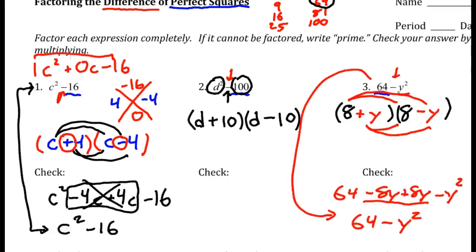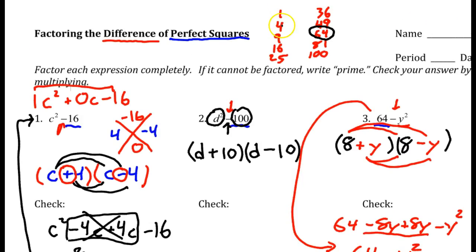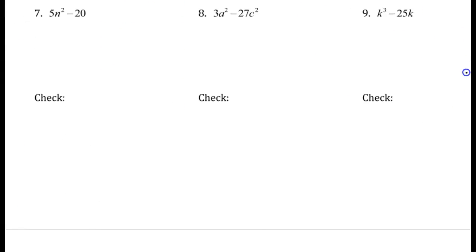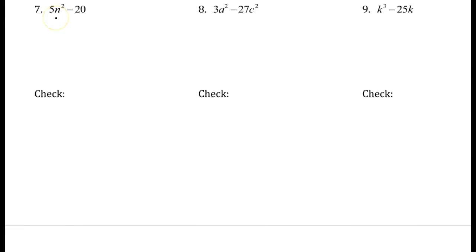No, right? So remember, perfect squares are 1 squared, 2 squared is 4, 3 squared is 9. We need to have them be perfect squares. That's why it's called a difference of perfect squares, right? If we don't have these numbers, the pattern will not work, because we can't write what number times itself equals 5. Well, it's not a perfect square, so that can't be done.